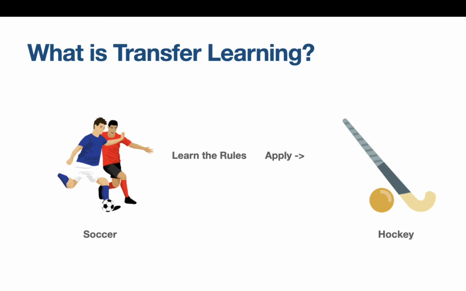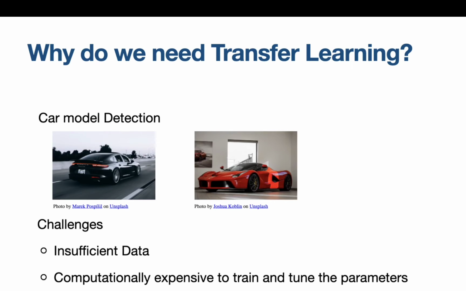Now let's take a look at an actual use case. Let us say we want to classify vehicle models by looking at images of cars. If we want to do this from scratch, we will require a sufficiently large dataset of cars with labels, and enormous computation power. It takes a lot of computation power to train and tune the hyperparameters. This is a perfect example where we can use transfer learning.